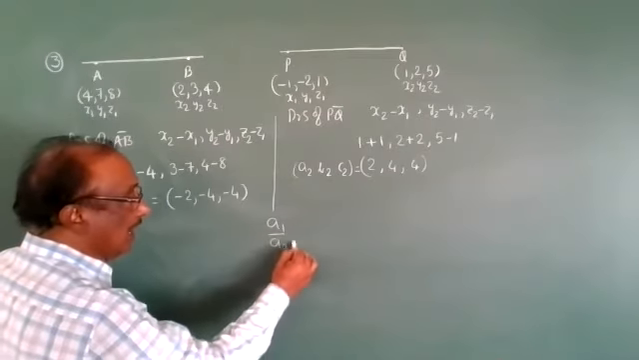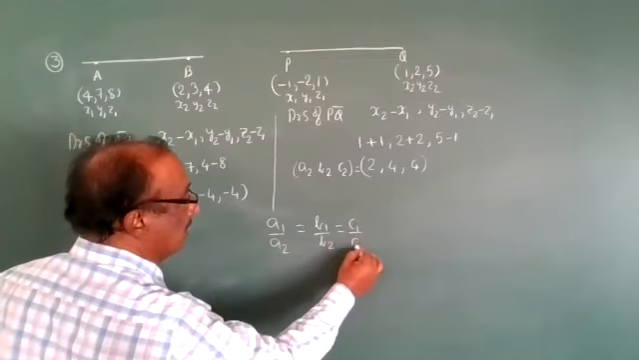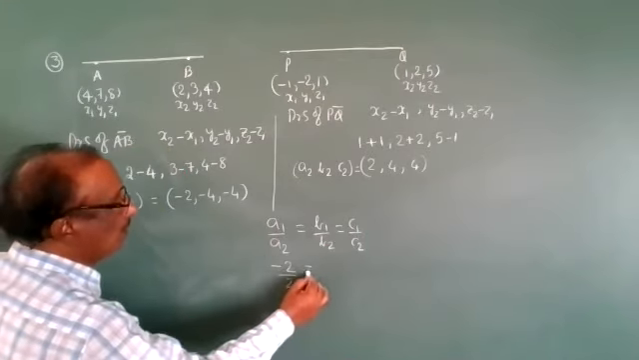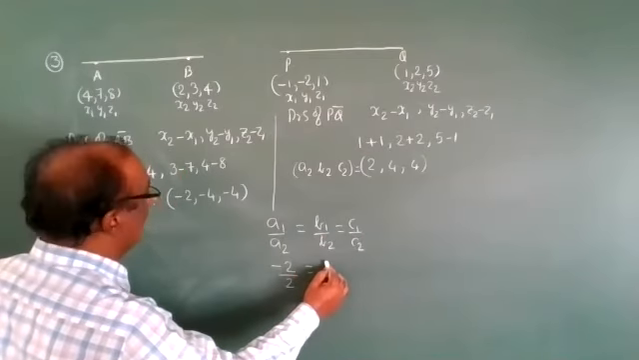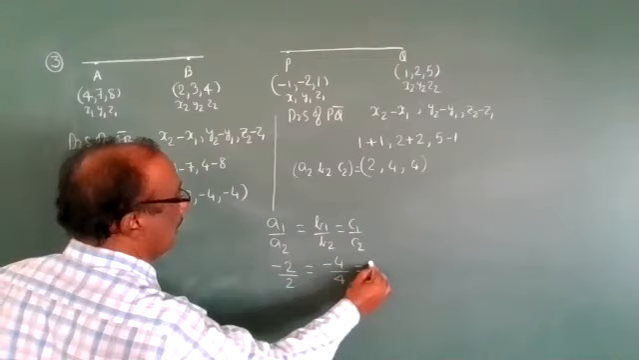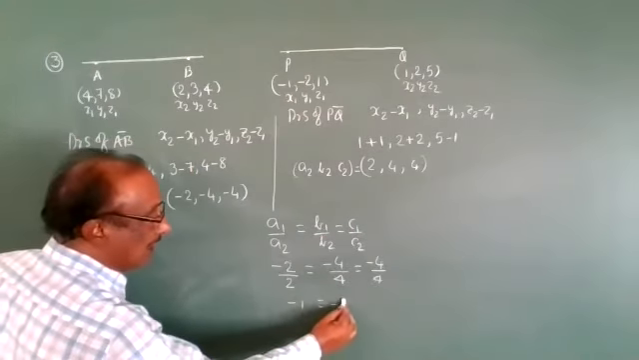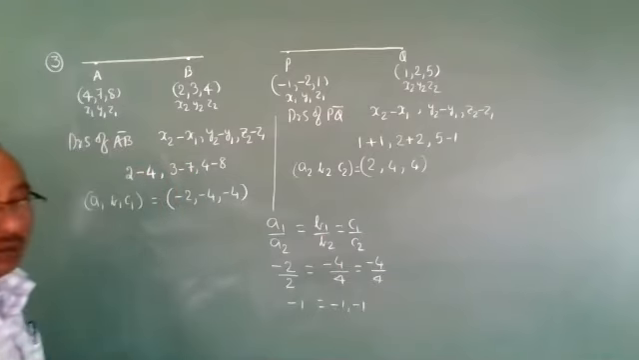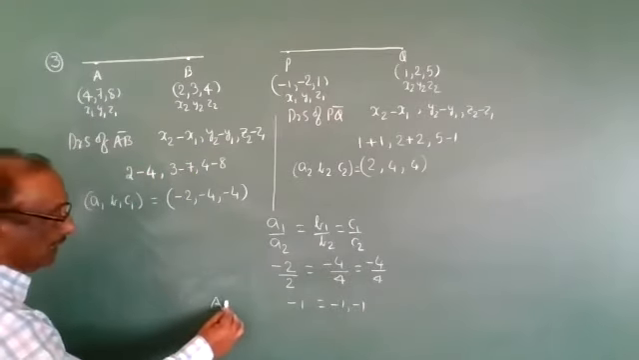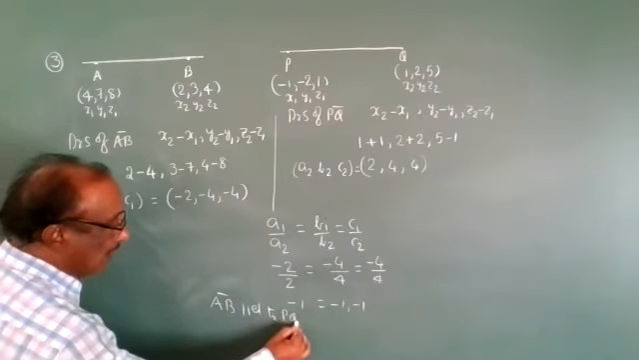A1 by A2 value, B1 by B2 value, C1 by C2 value. Check. A1 value is -2, A2 value is 2. B1 value is -4 and B2 value is 4. Now see the ratio: -1, -1, -1. The ratio is the same. Therefore, the AB bar line is parallel to PQ bar.